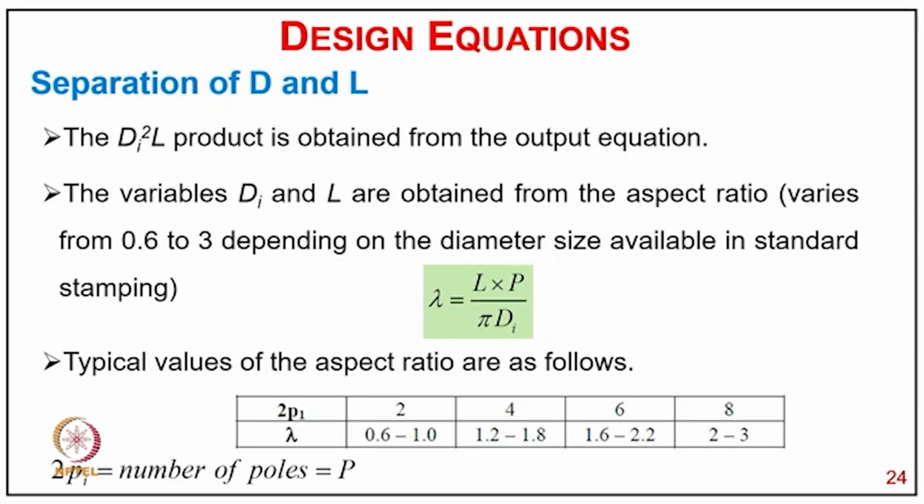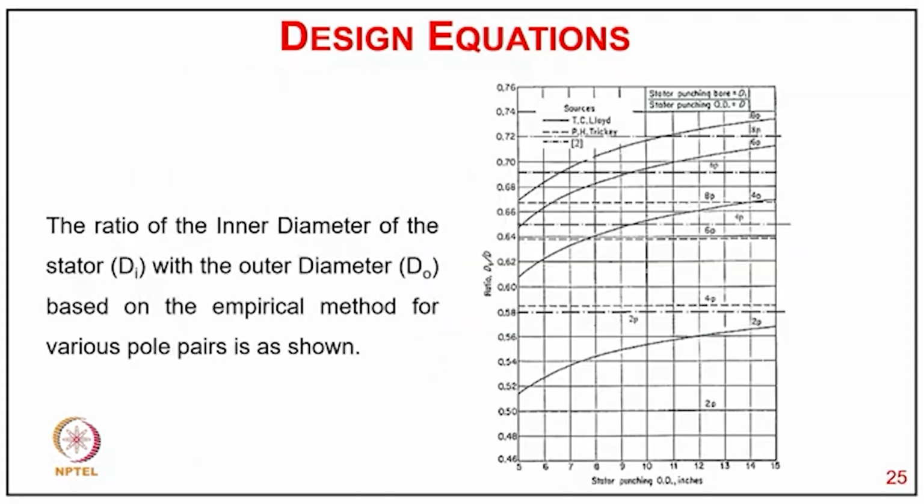The variables D and L are obtained from the aspect ratio, which varies from 0.6 to 3 depending upon the diameter size available in standard stampings, that is lambda equals L P by pi D. Typical values of aspect ratio for different poles: for 2 pole it varies from 0.6 to 1, and for 8 pole it is from 2 to 3. Here P is the number of poles, which we normally represent by capital P. Now coming to the ratio of the inner diameter Di of the stator to the outer diameter, based on an empirical method for variable pole pairs, it is shown in the figure.